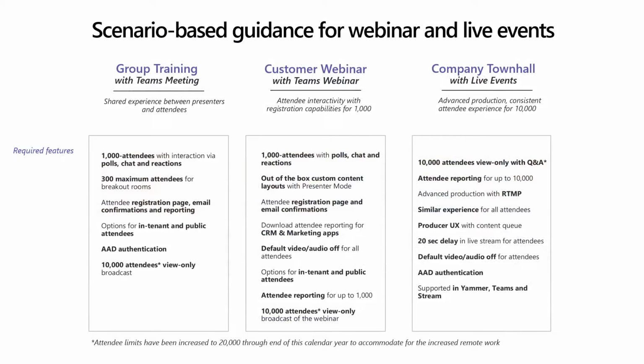A Teams meeting tends to be collaborative in nature and is great to leverage if you want people to have a shared experience between presenters and attendees. For example, you may want to run a group training session via a Teams meeting. If you want to run a customer webinar, it may be ideal to schedule a Teams webinar as it is a more structured event that requires registrations. On the flip side, live events provides advanced video production capabilities when you need them and a consistent attendee experience for up to 10,000 people. For example, a company town hall with advanced production may be suitable for a live event.